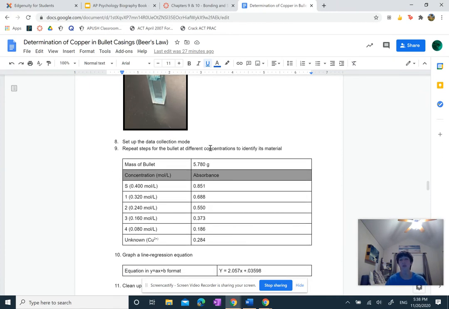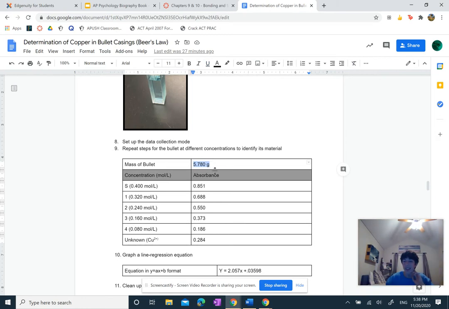So we repeated the steps for the bullets at different concentrations to identify the materials. At first, in class that first time, we did mess up because we clicked another data set table. So we had to scratch that and go back. And so now here we have the mass of the bullet. That's what we recorded almost the first thing that we did in this lab.